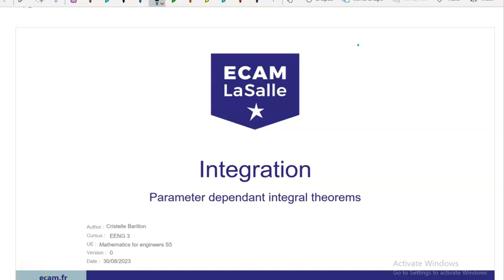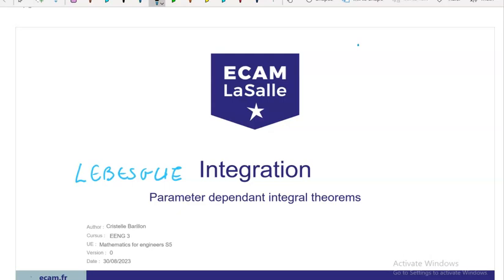Hello and welcome to the online class for our first chapter. As you can see, our first chapter is entitled Integration. Actually, it's more something like Lebesgue integration. So you're going to learn soon why it's called Lebesgue integration. And that's the usual one. And actually, what we're going to talk about is parameter-dependent integrals and the big theorems that are related to that.